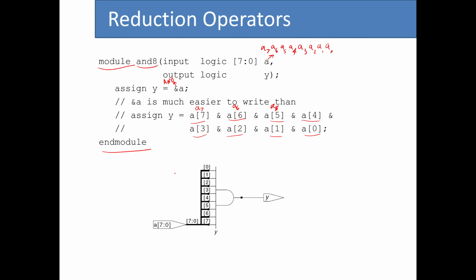If we do the synthesis, this is the synthesized circuit. We have A as an 8-bit value, and then all the individual bits are separated and fed to an 8-input AND gate, and then value y is created.